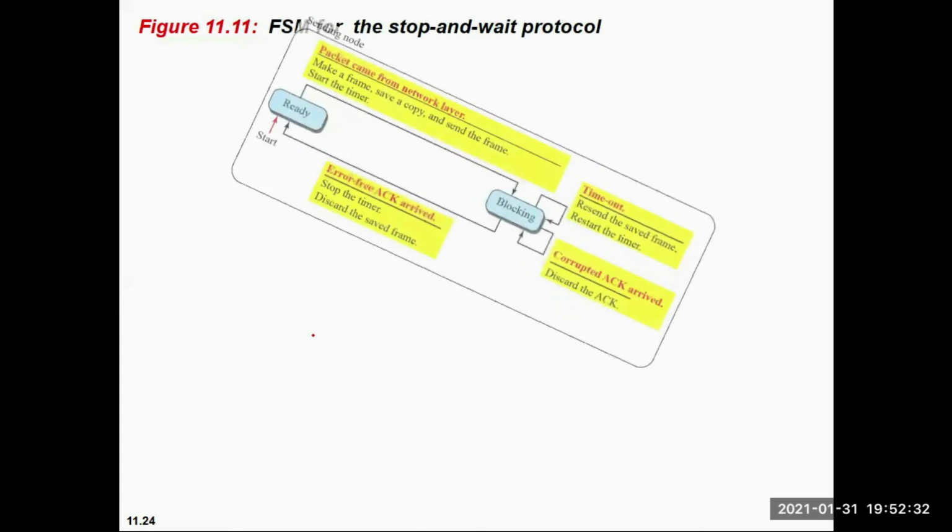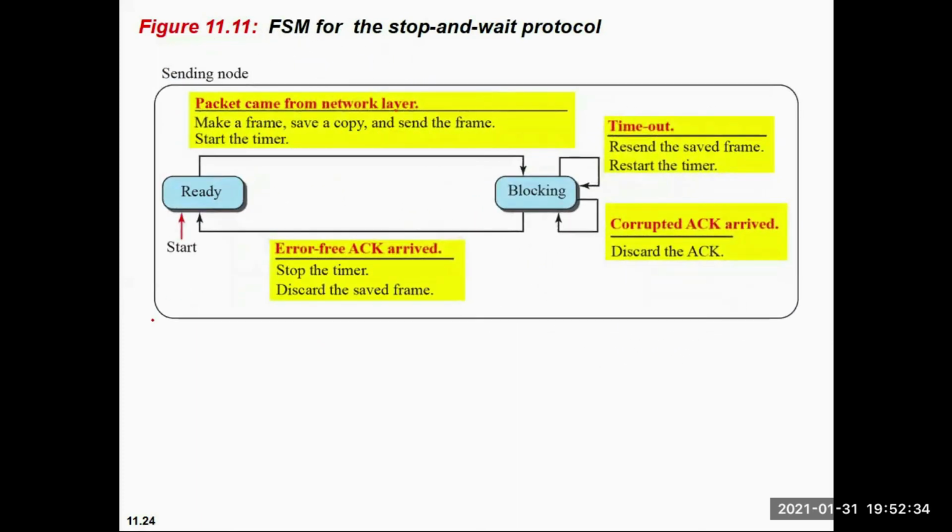So let's see what will happen and what the procedures are. The first thing is, after starting, a packet comes from the network layer. At the data link layer, make a frame, save a copy, send the frame, and start the timer. At the sender side only, if the timeout happens, it will resend the saved frame and restart the timer.